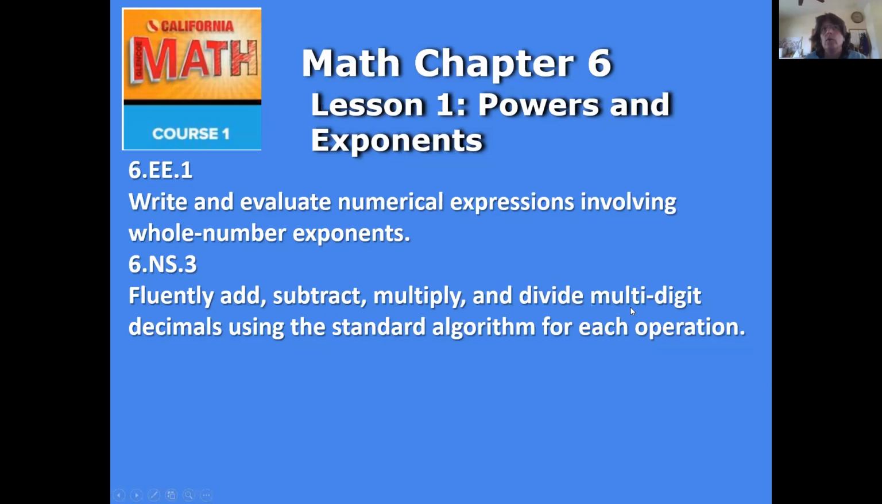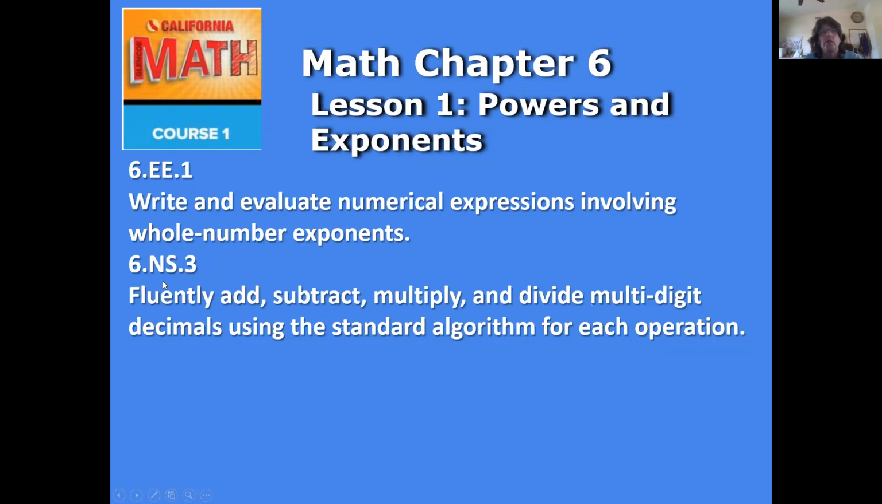Okay, welcome back. We're here on Math Chapter 6, Lesson 1, Powers and Exponents. Our standard is expressions and equations: write and evaluate numerical expressions involving whole number exponents.